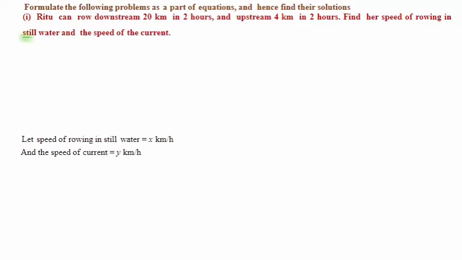Before we start solving the question, we shall discuss some key points from the question. The first one is still water, the second one is downstream, and the third one is upstream. So first we have to discuss still water, then downstream, and then upstream. We have to make these three terms clear.